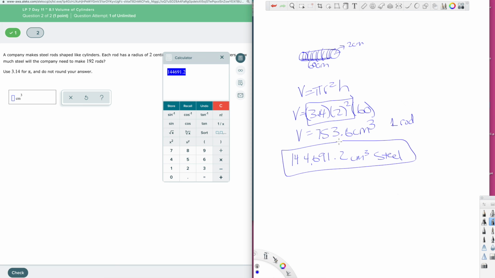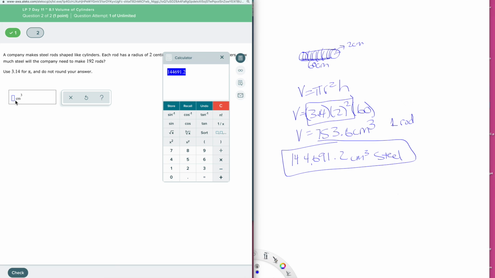So something like this could be used by a company for ordering. If we have an order where we need to get this many out, how much steel do we need to order so that we can make the correct number, so we can get our order out in time? So this is definitely a real world question that companies will use.